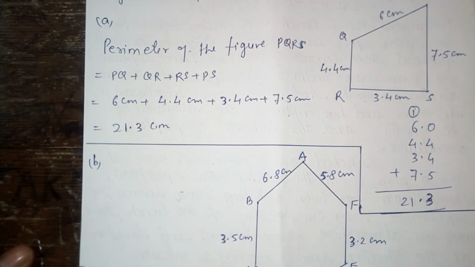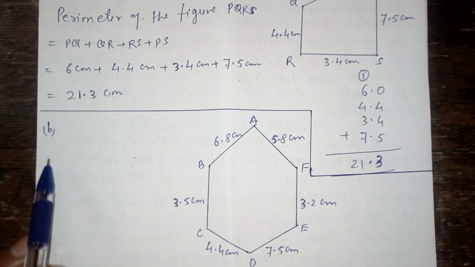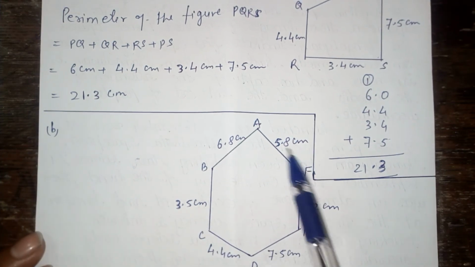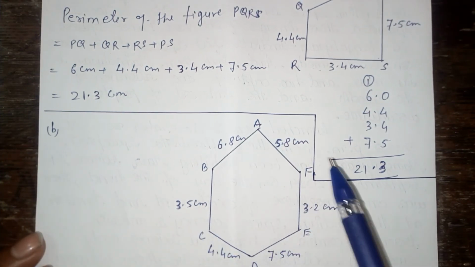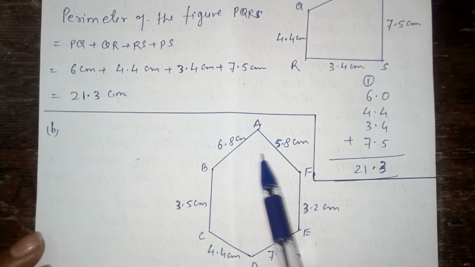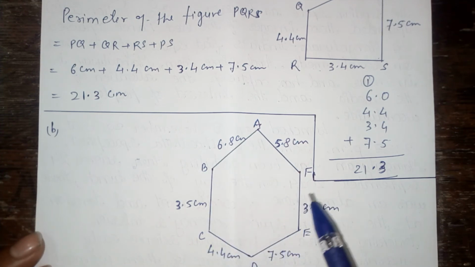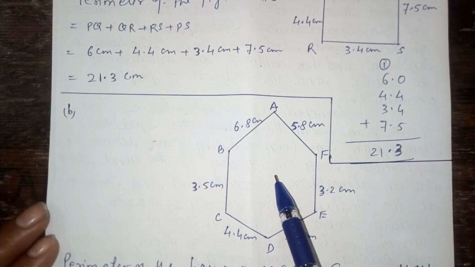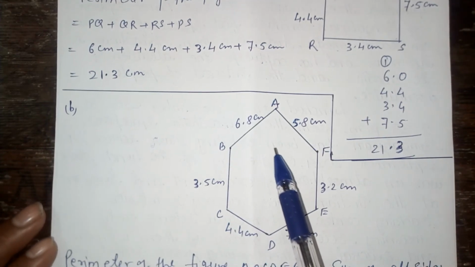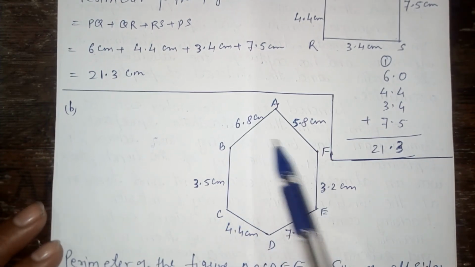Okay, again we will discuss question number B. This is a hexagon. Hexagon means there are 6 sides: 1, 2, 3, 4, 5, 6. This is the hexagon, and in this hexagon we will find out the perimeter. Perimeter means the sum of all sides.